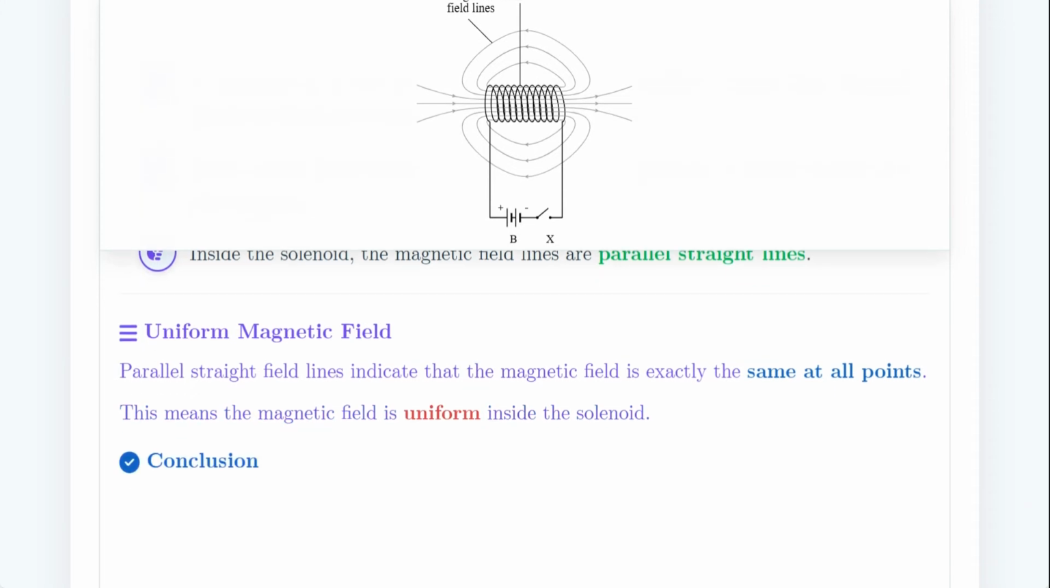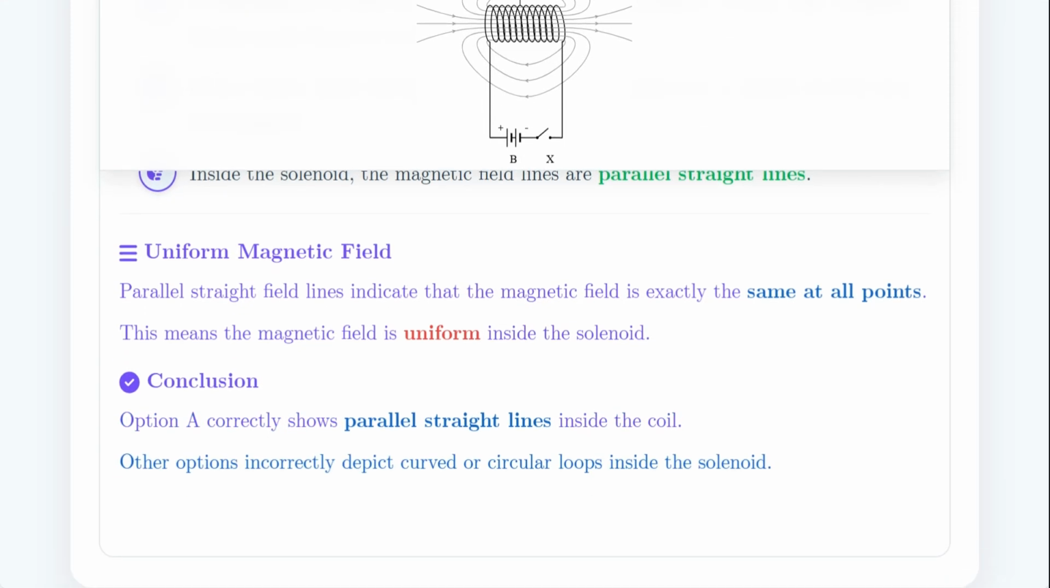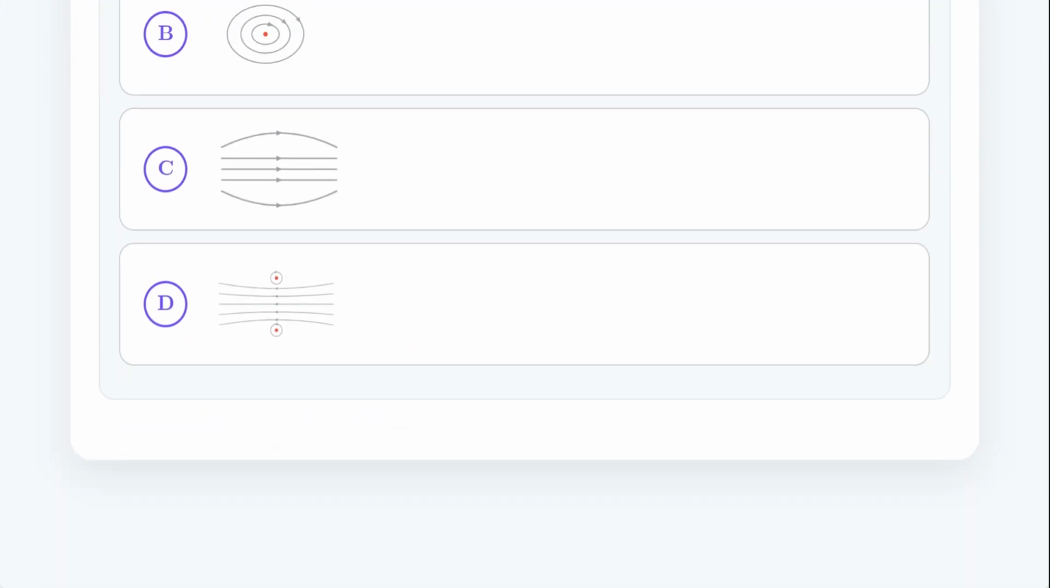Now, let's go back and evaluate our options based on what we just learned. Option A is the only one that perfectly shows these straight, parallel lines inside the coil. Options B, C, and D are incorrect because they show curved or circular loops inside, which contradicts the concept of a uniform field. Therefore, we can confidently say that option A is the correct answer.